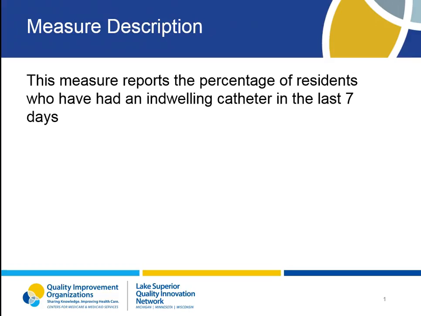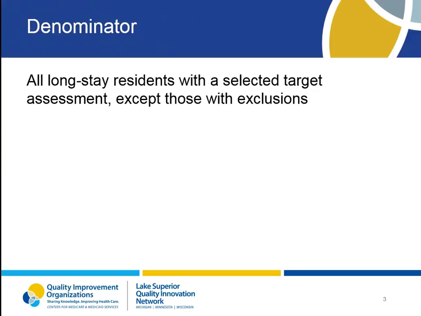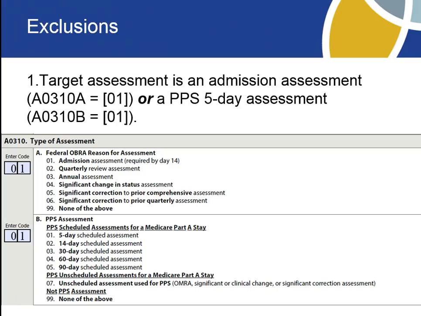This measure reports the percentage of residents who have had an indwelling catheter in the last 7 days. The numerator for this measure is the number of long-stay residents with a selected target assessment that indicates the use of indwelling catheters. H0100A is checked. The denominator for this measure is the number of long-stay residents with a selected target assessment, except those with exclusions. There are 4 exclusions for this quality measure.